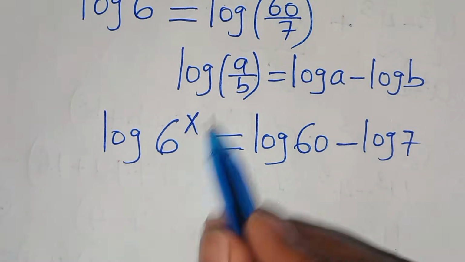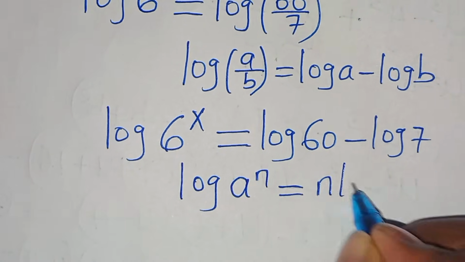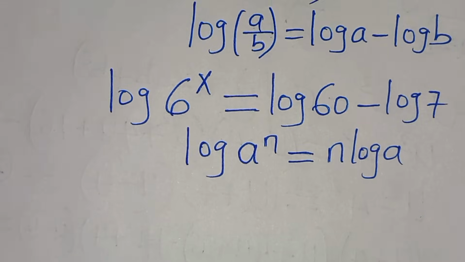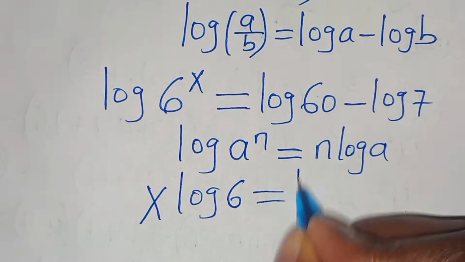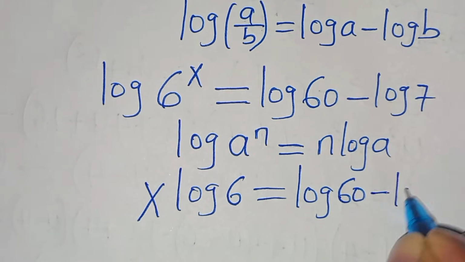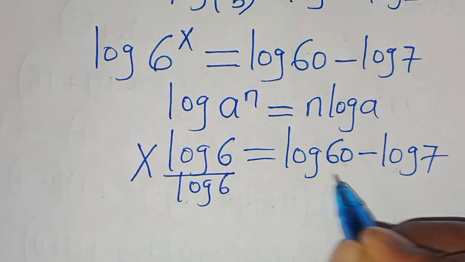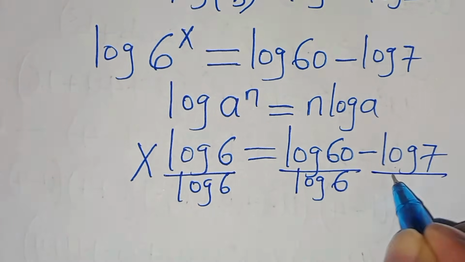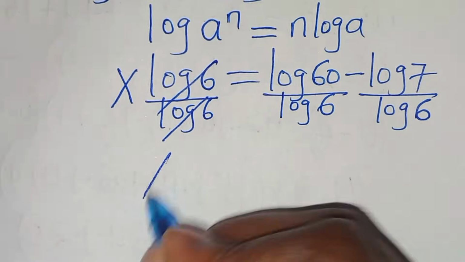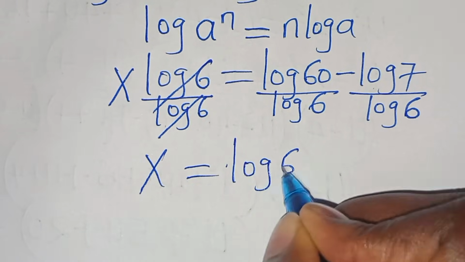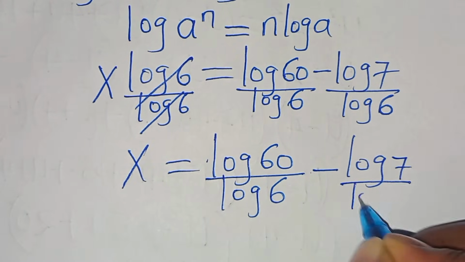The next step is that log 6 to the power of x, this is in the form of log a to the power of n, which we can express as n log a. So this is the power rule property of logarithm, so that log 6 to the power of x becomes x log 6. This is equal to log 60 minus log 7. So let's divide both sides by log 6. So let's simplify here, log 6 and log 6, so that x is equal to, now here we have log 60 divided by log 6 minus log 7 divided by log 6.